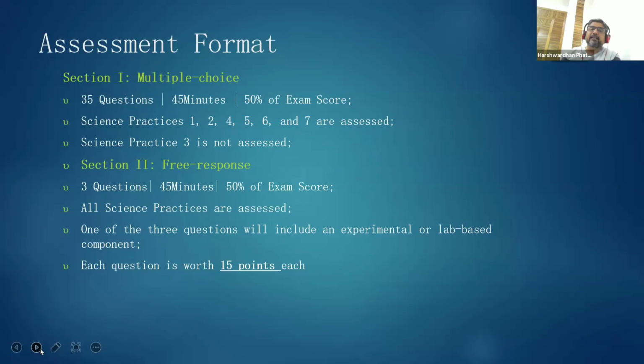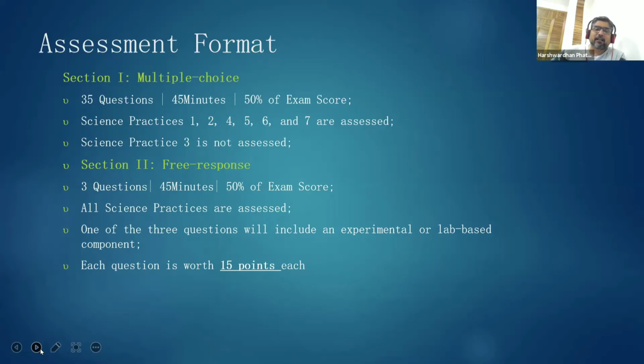Right. This is the detail of the assessment format. As you can see, 35 questions. You get 45 minutes to answer those 35 questions in the MCQ section. The MCQ section contributes 50% to your total exam score.